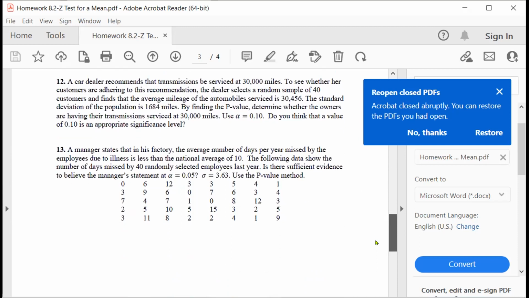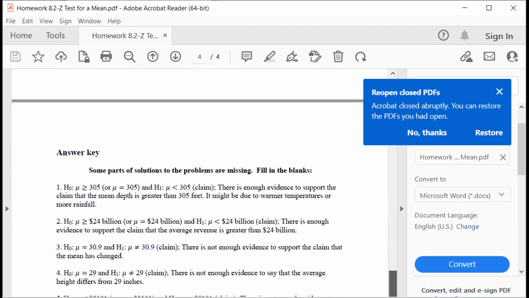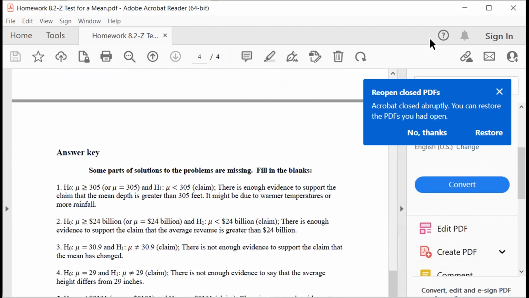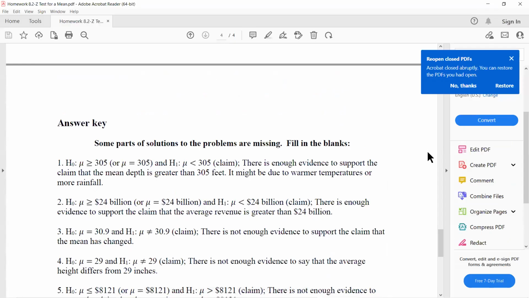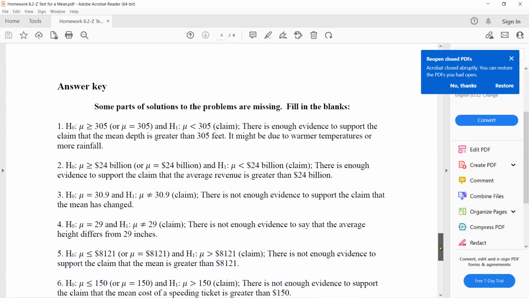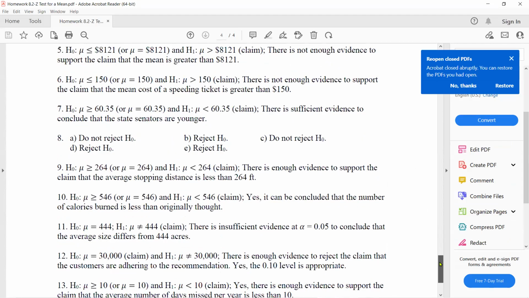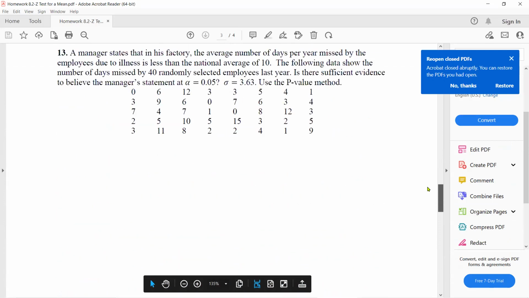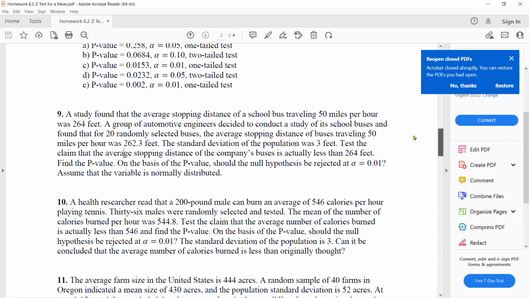I think she wrote do not reject, didn't she? Let me see what the answer key says, because I know what the answer is. I think all she wrote was do not reject or reject for this. That's all you have to do. Okay, so let's go back and do B.